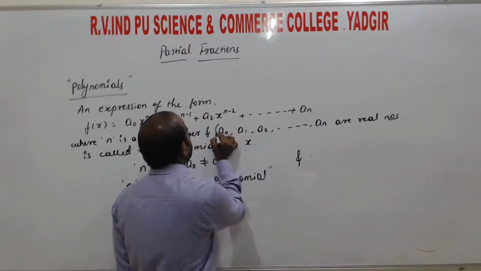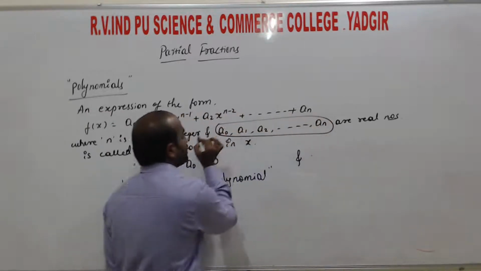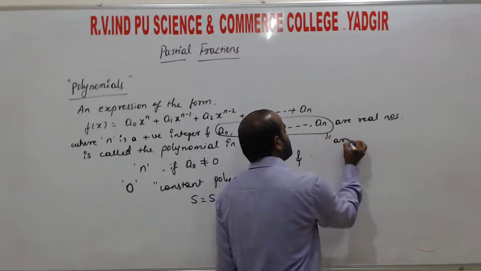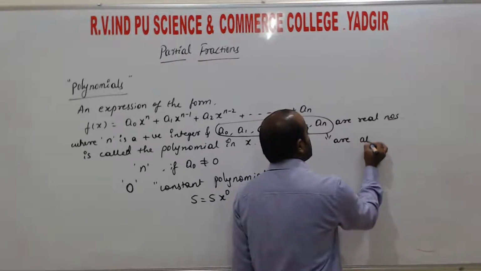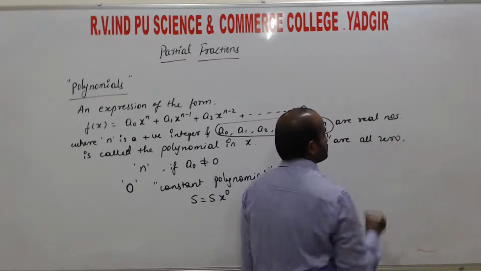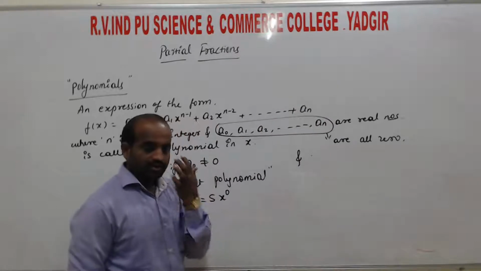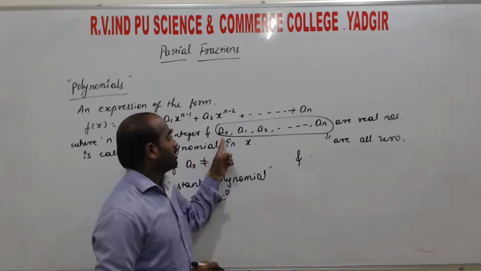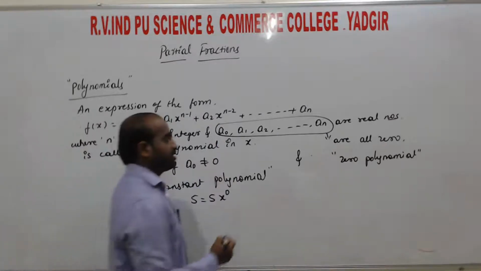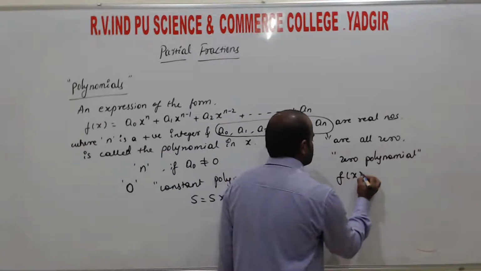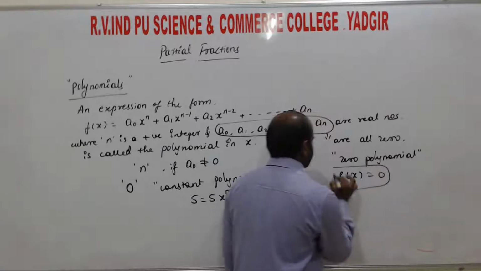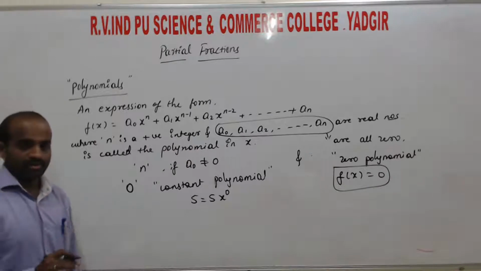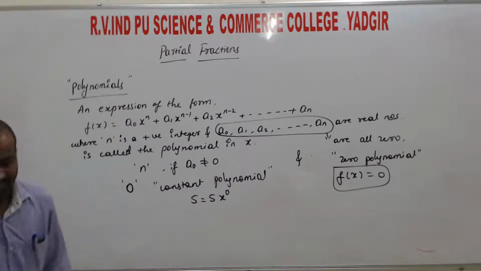If a0, a1, a2, a3 and so on, an are all 0, that is called the zero polynomial. That is, f of x is equal to 0. f of x equal to 0 means the zero polynomial in x.